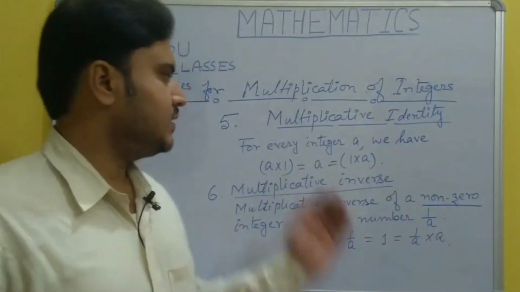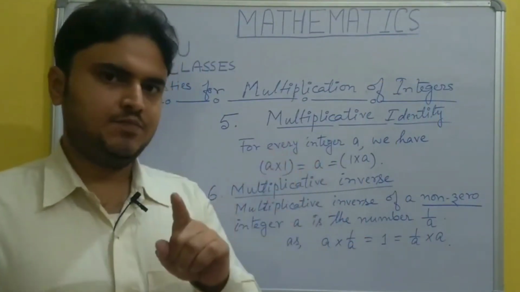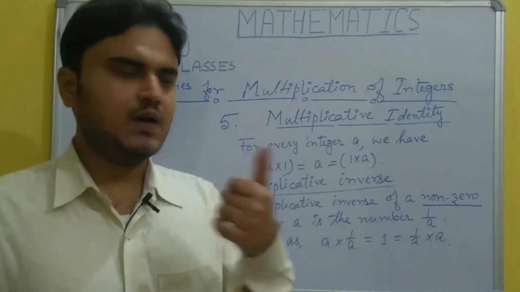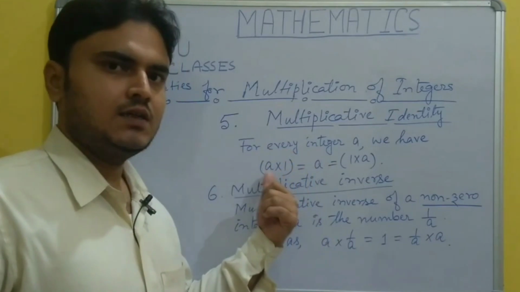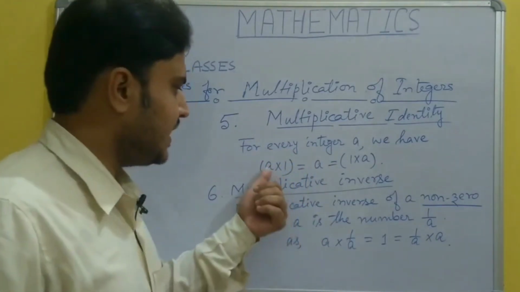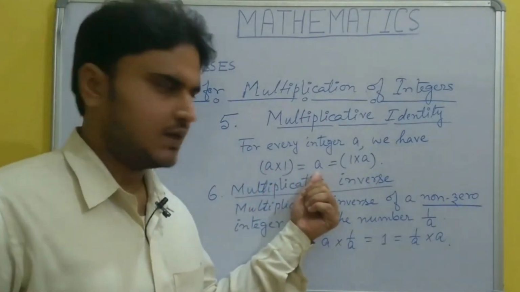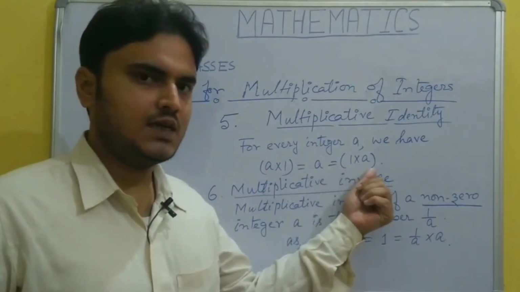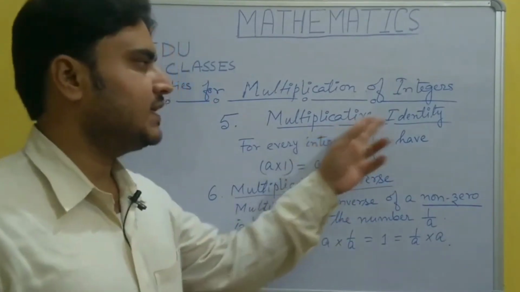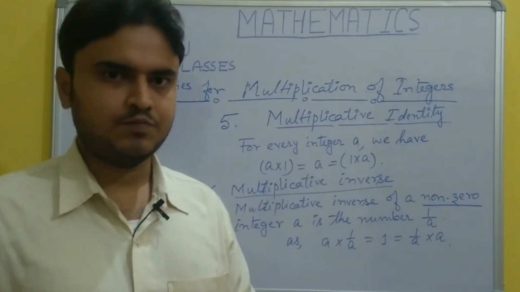So the next property is multiplicative identity. For every integer a, we have a number which when multiplied by the integer, we will get the integer number in return. That means a is multiplied with 1, we will get a in return. Similarly, 1 is multiplied with a, we will get a in return. So 1 is the multiplicative identity for the multiplication of integer numbers.